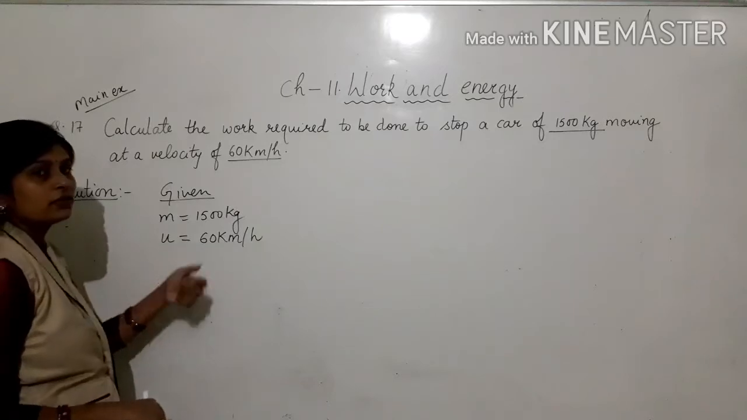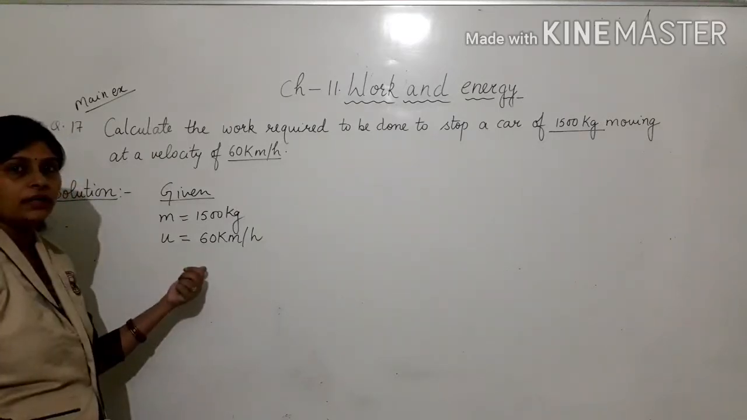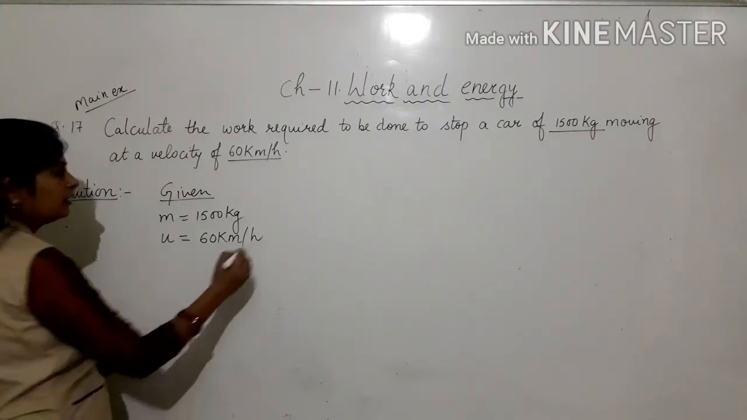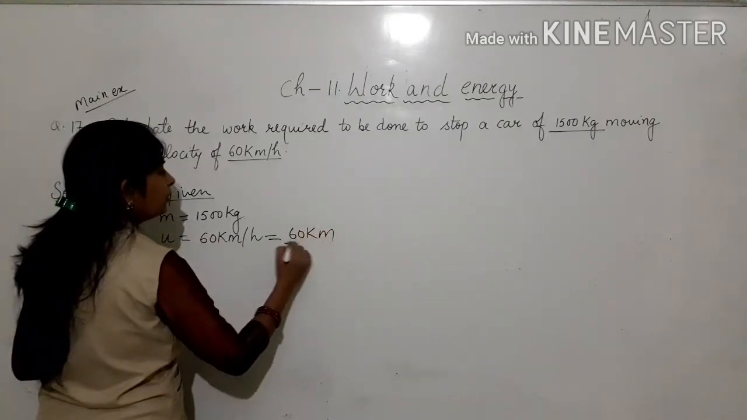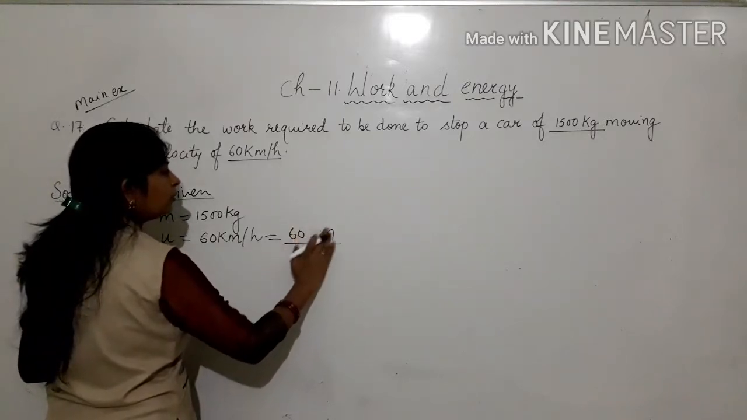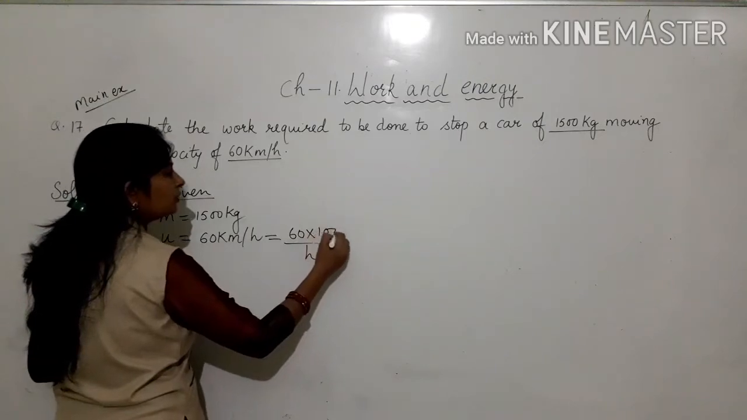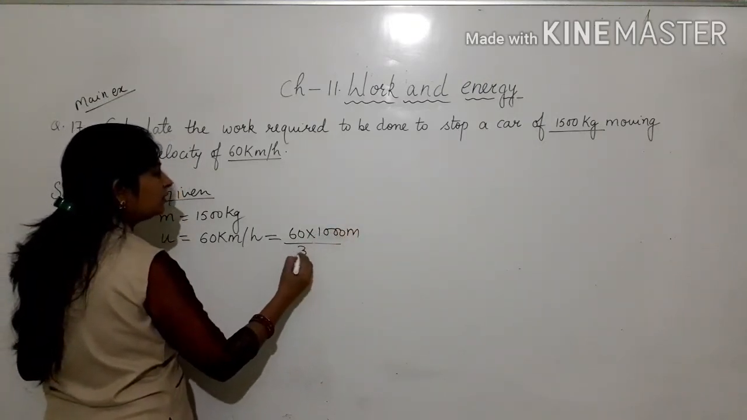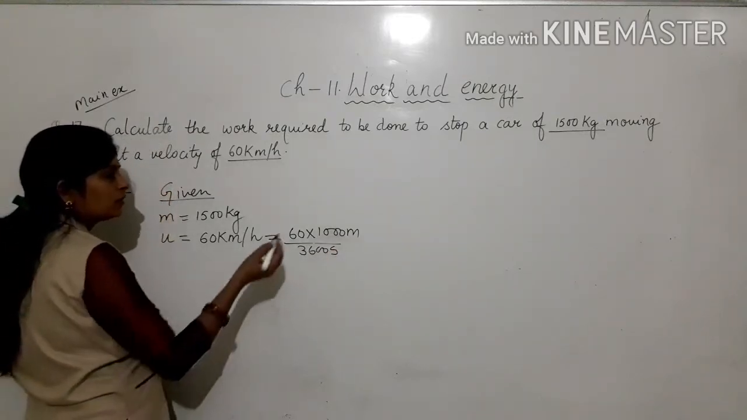Now initial velocity u is given 60 km per hour. We will convert it into its SI unit, means meter per second. How is that? 60 km upon hour. Now to convert kilometer into meter, we multiply 60 into 1000 meter upon hour. There are 3600 seconds in 1 hour. Now solve this.